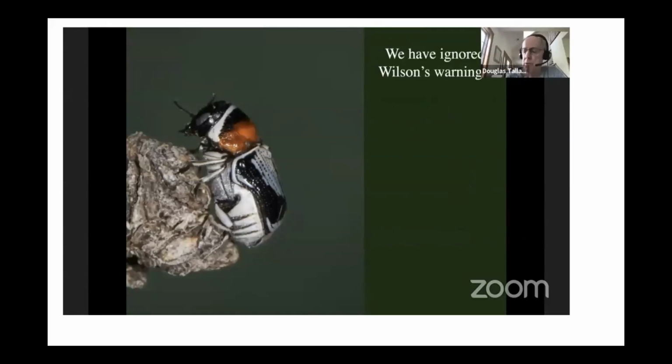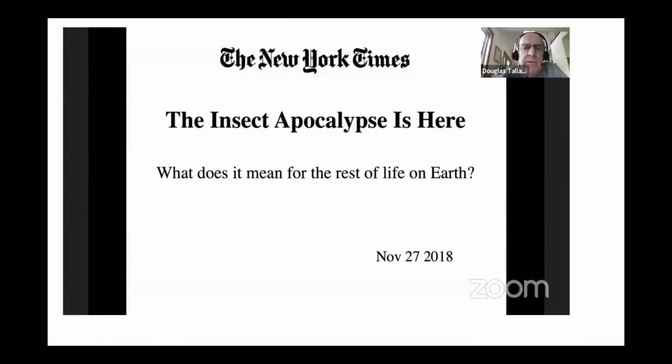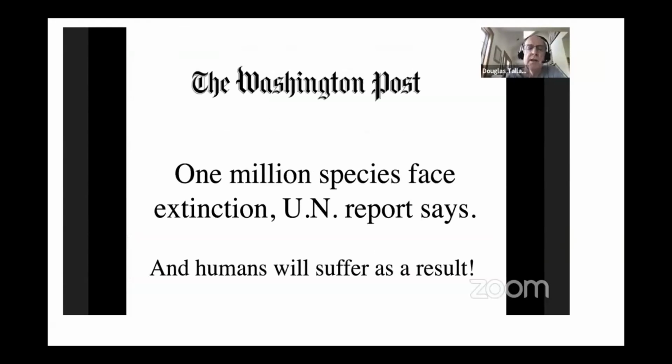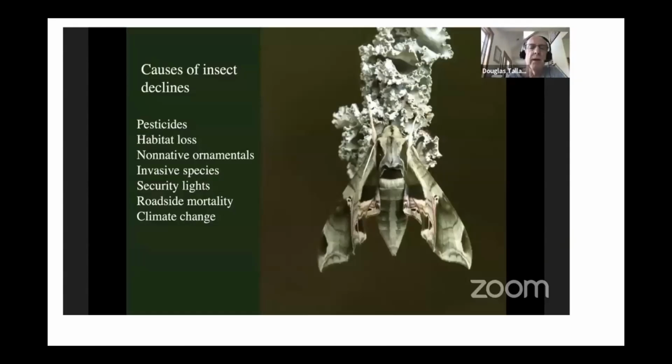But we have ignored Wilson's warnings. And that's why we have headlines like this: the insect apocalypse is here. What does it mean for the rest of life on Earth? Well, E.O. told us what it means, and it's not good. Washington Post says that the UN report suspects that 1 million species will face extinction in the next 20 years. And most of that million species are insects. And they're getting it. Humans will suffer. And by the way, that's the projection, but it's not an option. We cannot lose 1 million species in the next 20 years. So we have to do something about it.